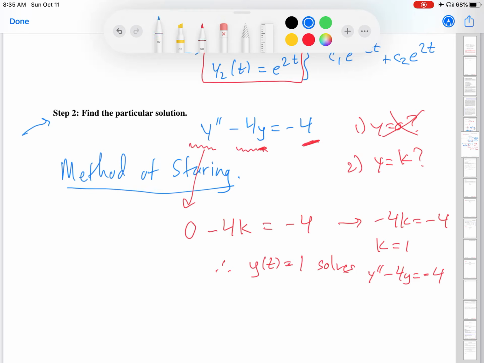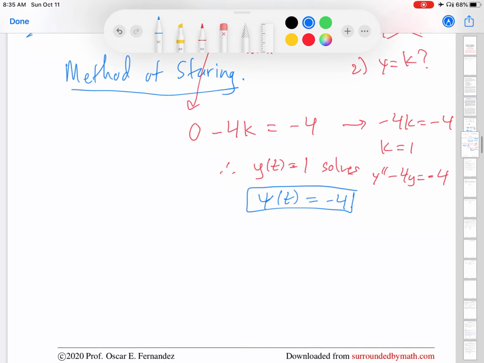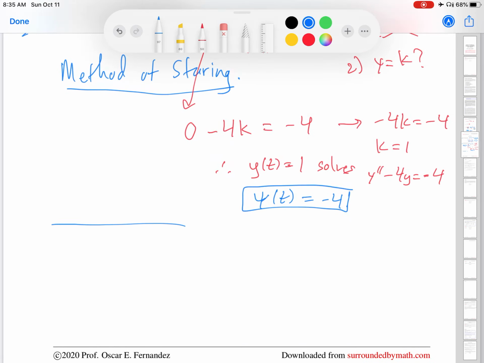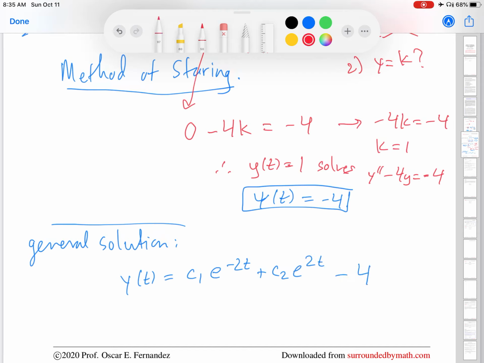I'm going to rename this psi, so that we're using the same notation that we have been in the lesson. And then the general solution, I'm going to write here, is what that theorem that we just talked about dictates. So it is the linear combination of the two fundamental solutions to the homogeneous ODE plus psi, in this case minus 4. Right? So that is the general solution to this ODE.